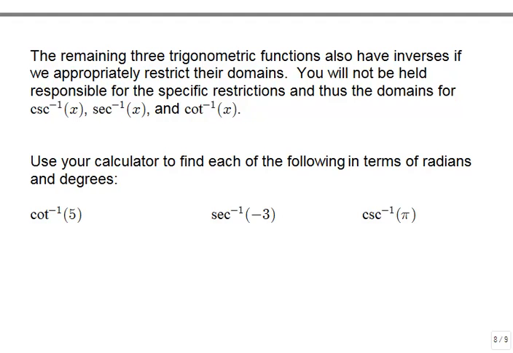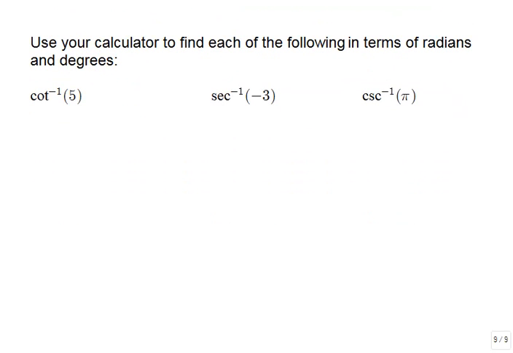Okay, the remaining 3 trigonometric functions also have inverses if we appropriately restrict their domains, but you're not going to be held responsible for remembering these. So you don't need to worry about inverse cosecant, inverse secant, and inverse cotangent. But you might be asked to find some values, and I'm just going to show you how you can do that using the 3 that we already know. And we're going to be using our calculator to help us out.